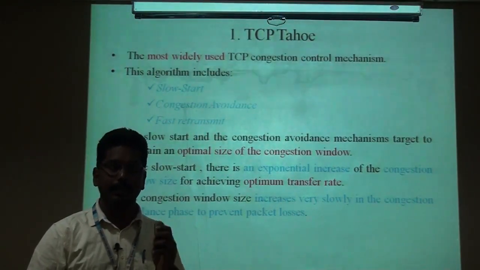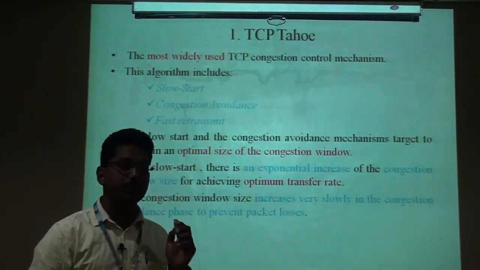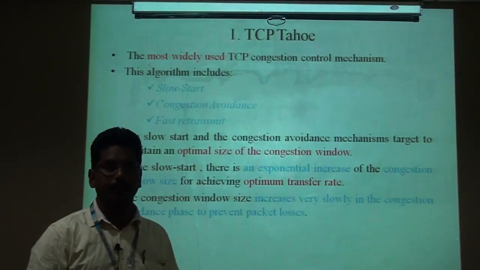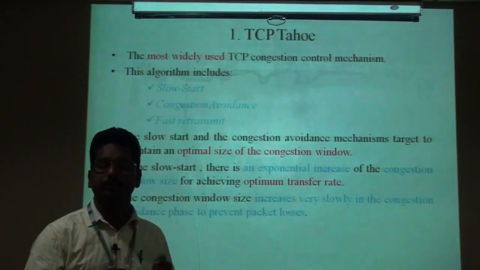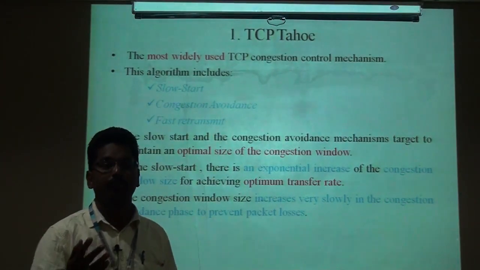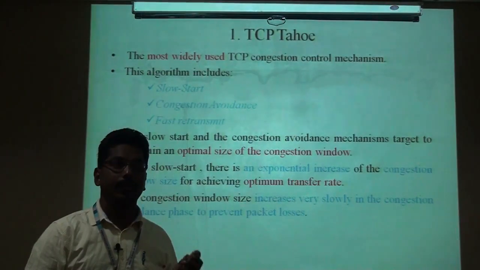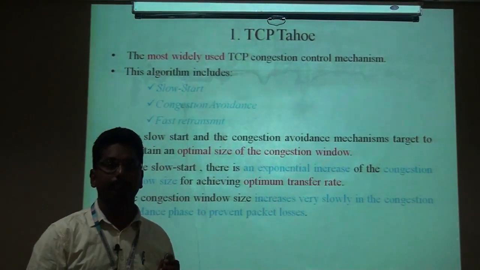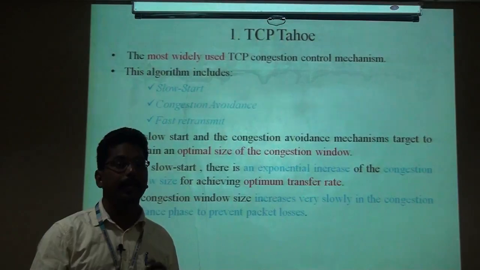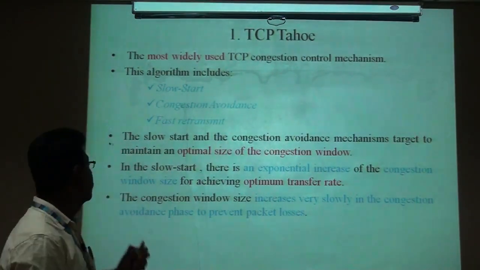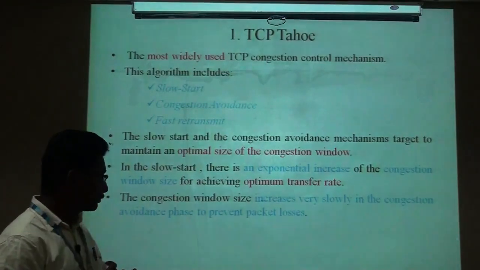In this case, initially the tunnel goes into the slow start phase. In the slow start phase, the size of the congestion window or the transmission window is reduced to half of the existing size till the congestion is overcome and the number of packets transmitted and received is equal. After the slow start, we have the congestion avoidance.